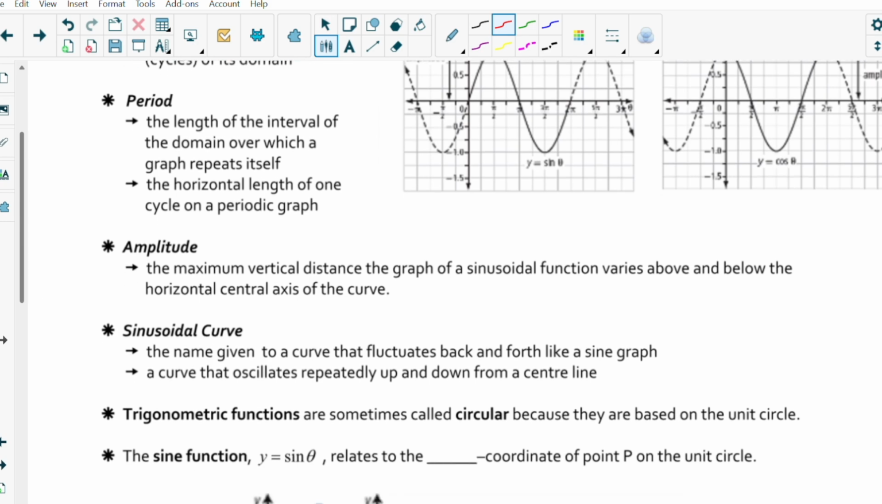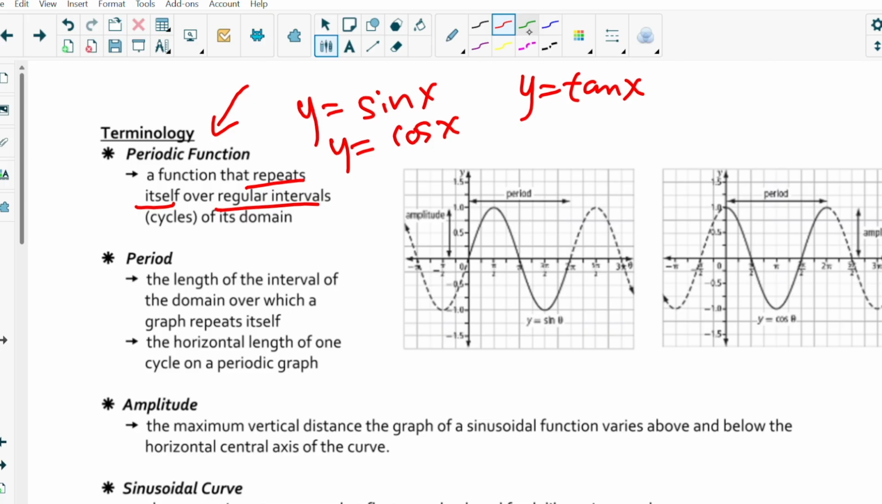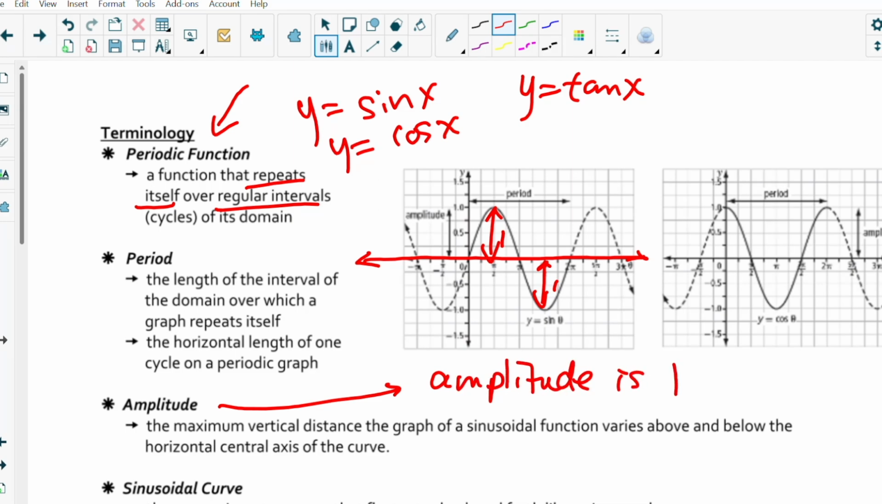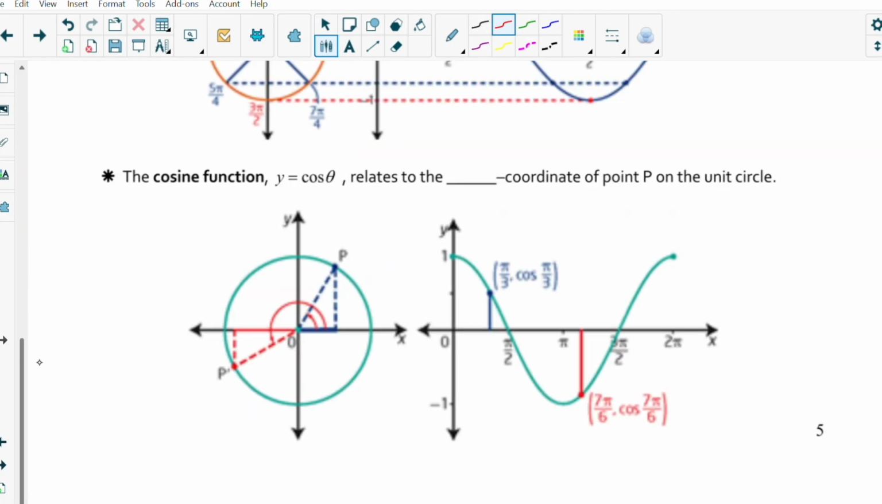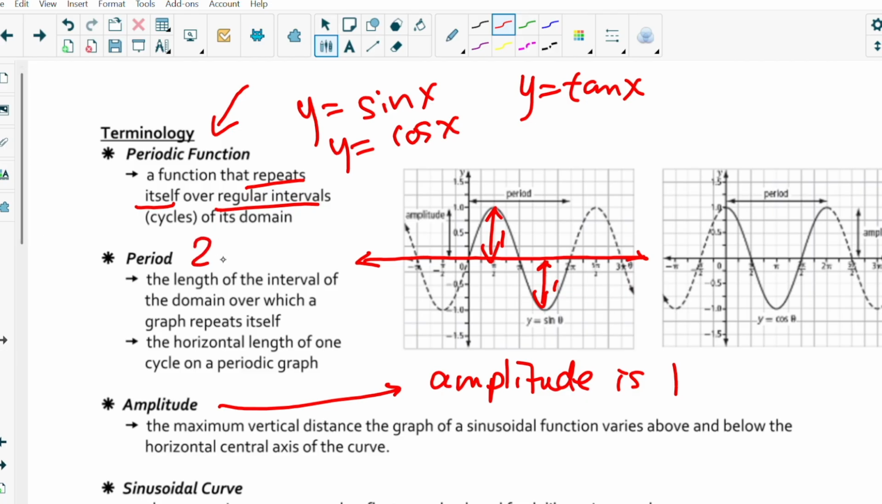Let's keep going. Amplitude: the maximum vertical distance the graph of a sinusoidal function varies above and below the horizontal central axis of the curve. So if this is the horizontal central axis of the curve, what is the maximum vertical distance above and below it? Above it, this is 1. Below it, it's 1. So the amplitude is 1. And the period in this graph is 2 pi.